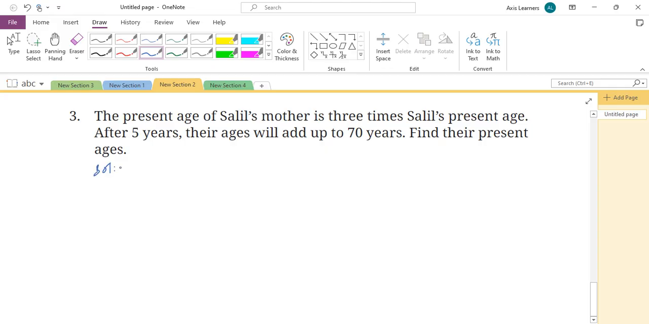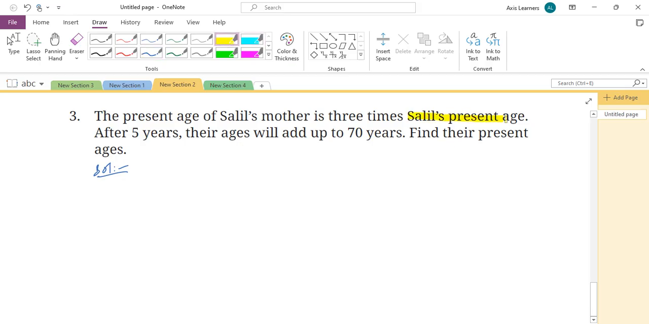The solution of this one. First, we need to find which one is taken by x. See here, they have compared one age with another one. So we can take the other one as x. Then it is easy to compare the x to the other statement. Okay. The age of Salil's mother is 3 times Salil's age. So we can take Salil's age as x.